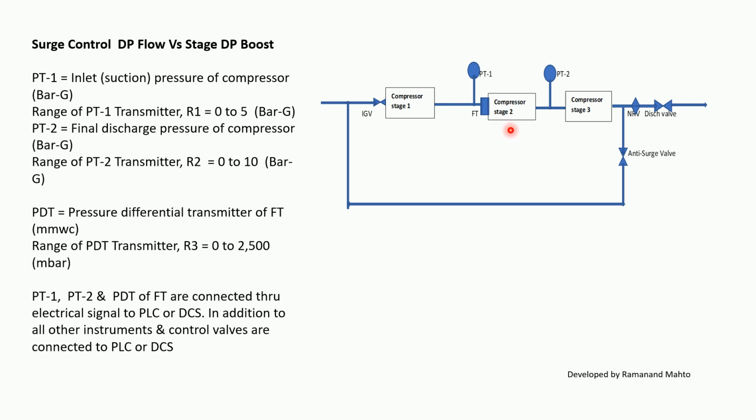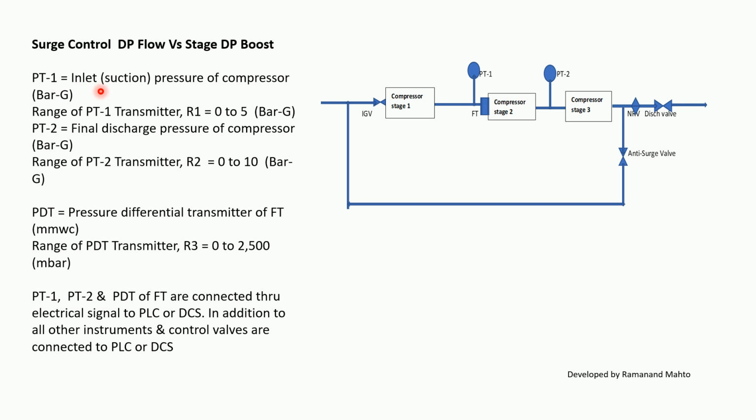Since the logic is for the stage, we have selected a compressor's stage 2. We have inlet pressure PT1, which is the suction of the stage 2 compressor, and the discharge of the stage 2 compressor is PT2. Then we have one flow measuring device installed at the suction of the stage 2 compressor. So surge control is DP flow versus stage DP boost.